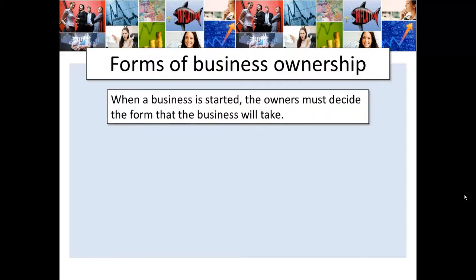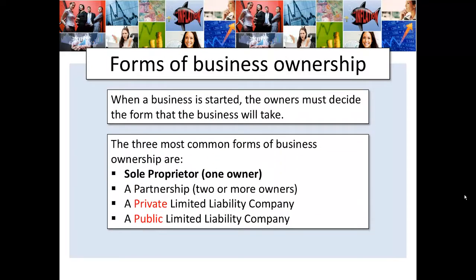Different types of business ownership which we need to consider. When a business is started, the owners are going to decide which form of business ownership the business is going to take. The three most common forms of business ownership are sole proprietor, where the business has just one owner, a partnership, two or more co-owners, and we have companies subdivided into two groups. So we've got private limited liability company and a public limited liability company. Sole proprietor will be the focus for this course.